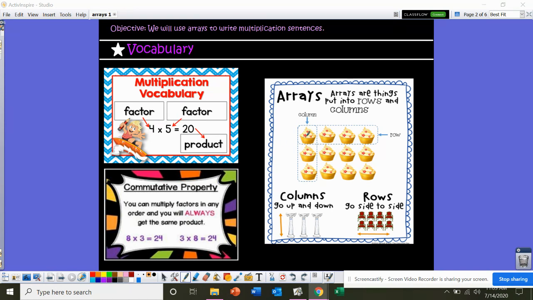Over here we have 3 rows, so I'd write a 3 for my first factor, and in each row we have 1, 2, 3, 4 cupcakes. So it's 3 rows of 4. The first number is the row, the second number is the column. The column goes vertically, or up and down. So 3 times 4, or 3 rows of 4, is equal to 12 in this picture we have here.